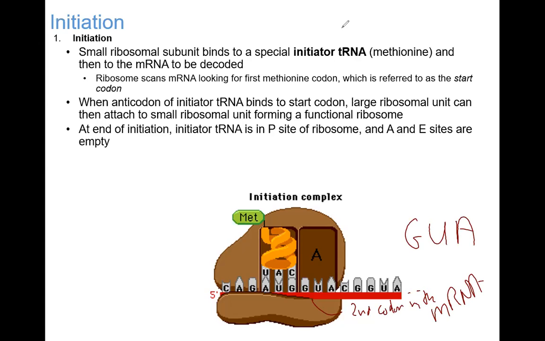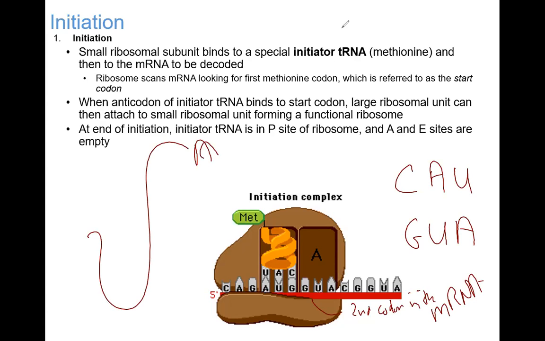What would be the complement to GUA? Well, that's going to be CAU. Cytosine is the complement of guanine, adenine is the complement of uracil, and uracil is the complement of adenine. So the transfer RNA that comes in and lands here at the A spot is going to have an amino acid attached to it, and its anticodon is going to be CAU. It will come in and land here and bind to this.